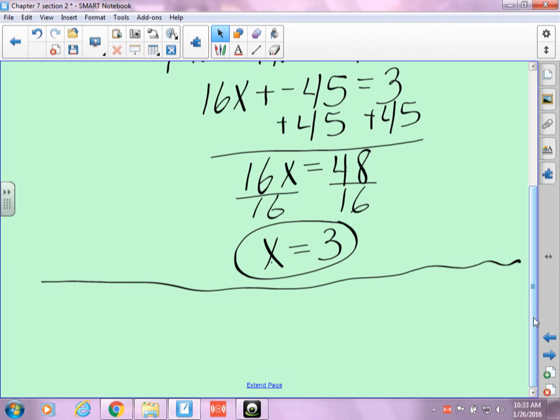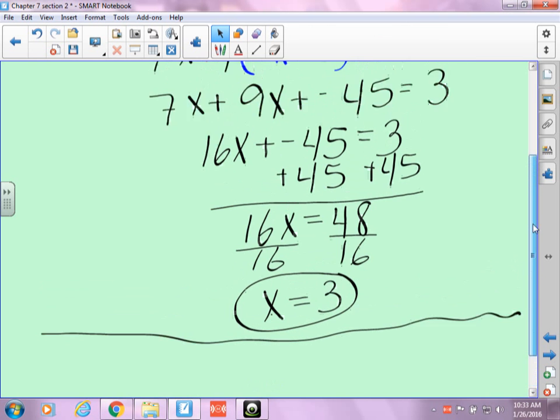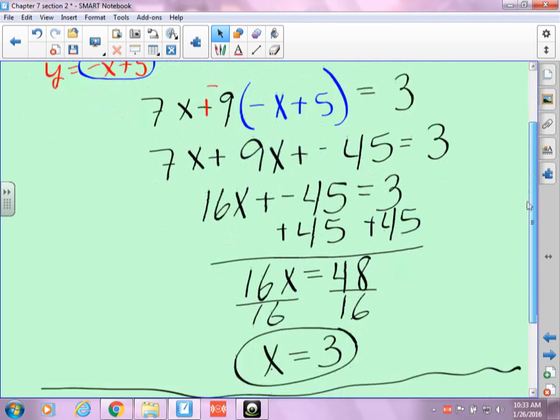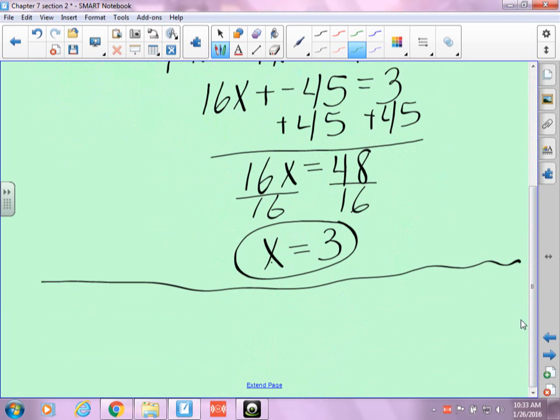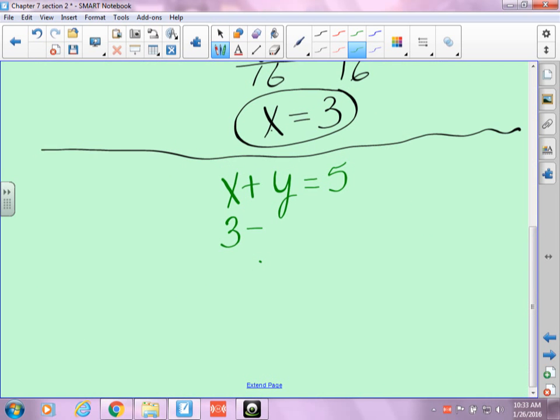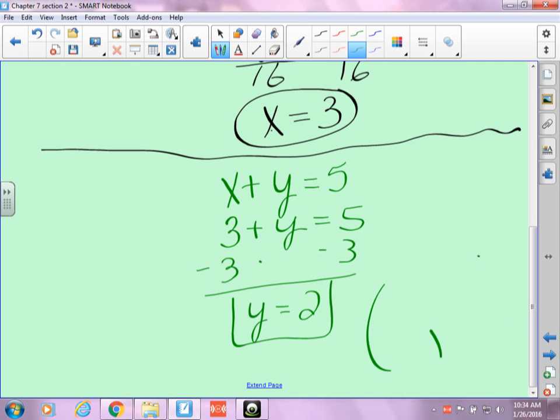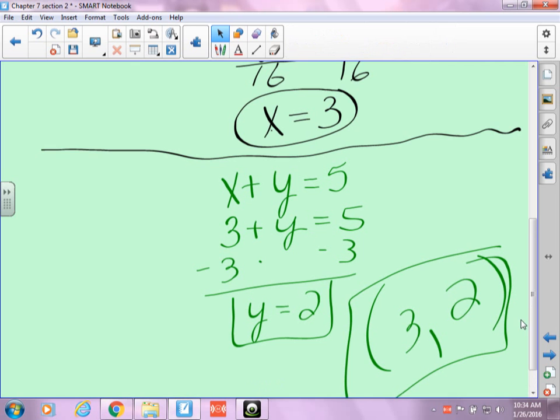What's wrong? I need to find y. How do I find it? Put it in one of the equations, and I like the first one because it's so easy. Done.